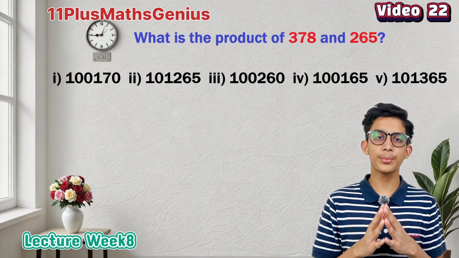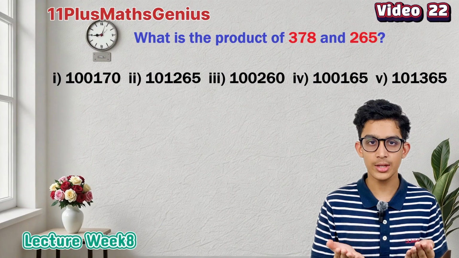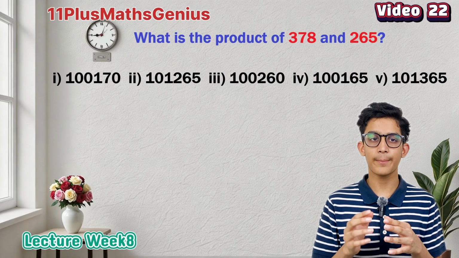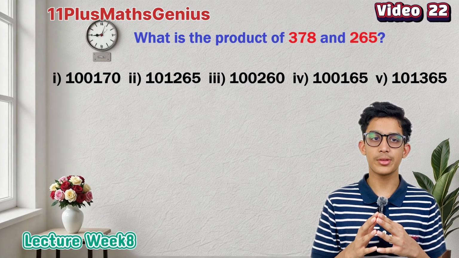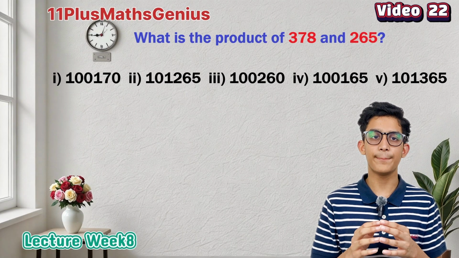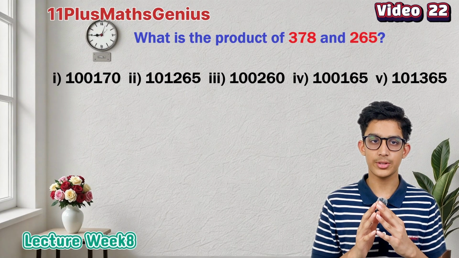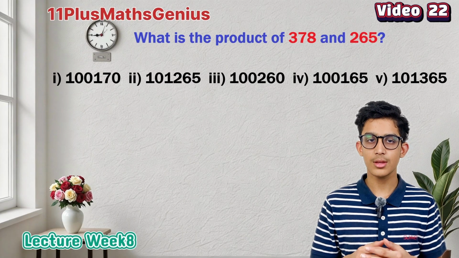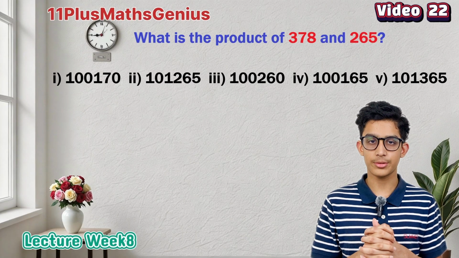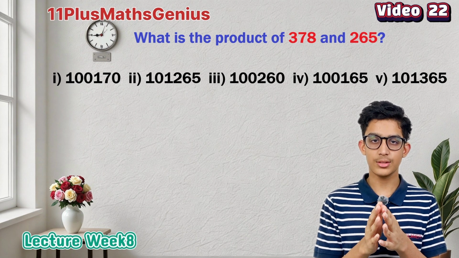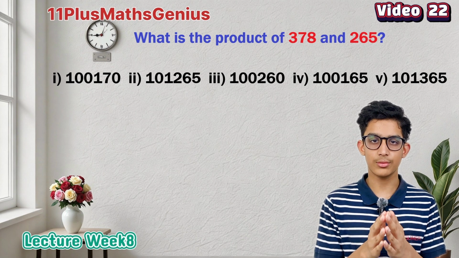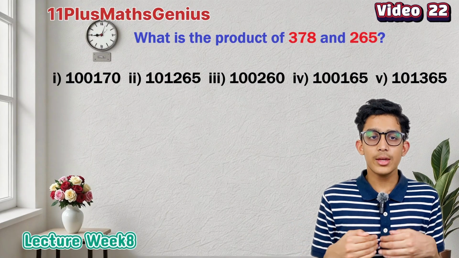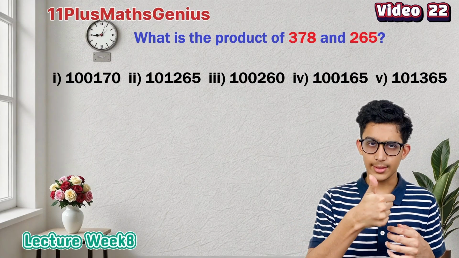Example: what is the product of 378 and 265? Answer: A. 100,170. B. 101,265. C. 100,260. D. 1,165. And E. 101,365. Here we can use a trick.